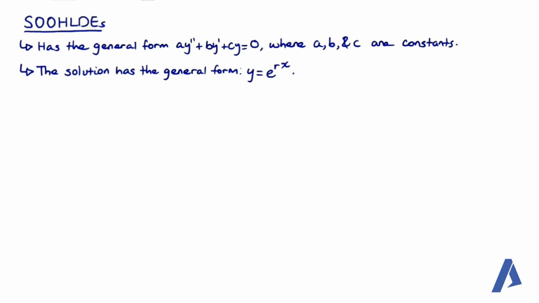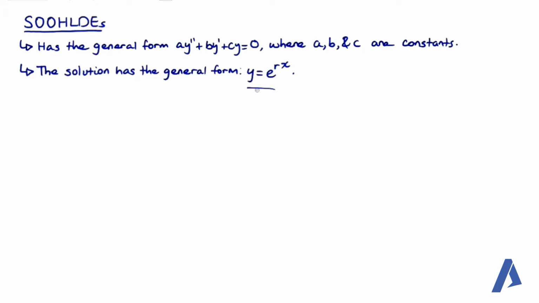በመቀጠል ደግሞ we look at the homogeneous versions of the differential equation. እንደምናውቀው has the general form of a y double prime plus by prime plus cy is equal to 0 where a, b and c are constants. ስለዚህ እዚህ ጋር የዚህ differential equation general solution it always has the form y is equal to e to the power of rx. ስለዚህ ከዚህ ተነስተን we can determine the solution.